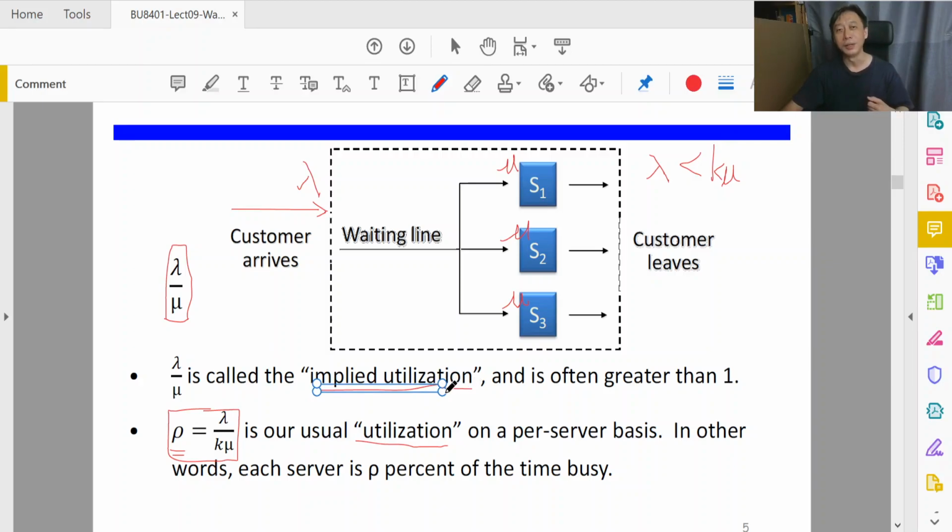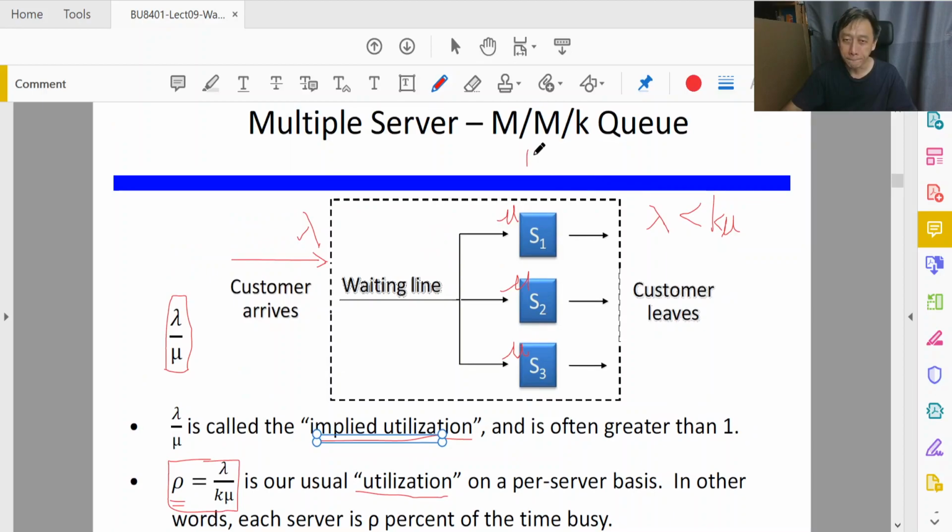Implied utilization. So what this means is, implied means it's not happening. It is not happening in real life, but it has got that implication there. So let's be more concrete about what that means. Here, our k equals 3. So we have 3 servers, we have k equals 3 servers.